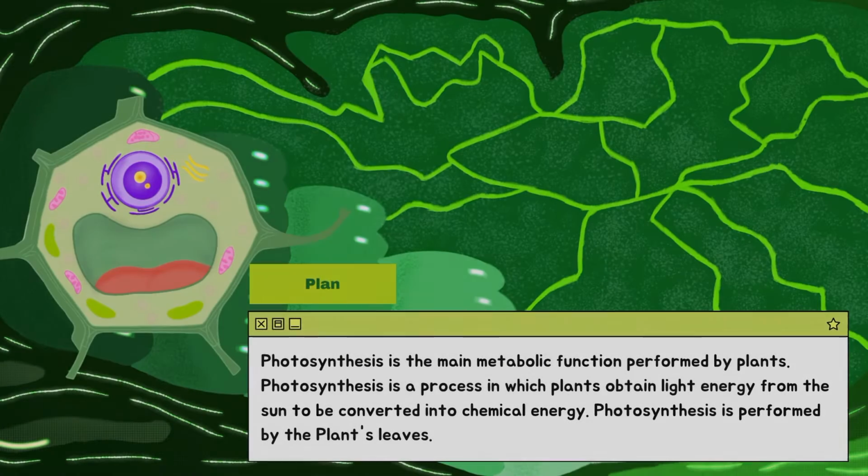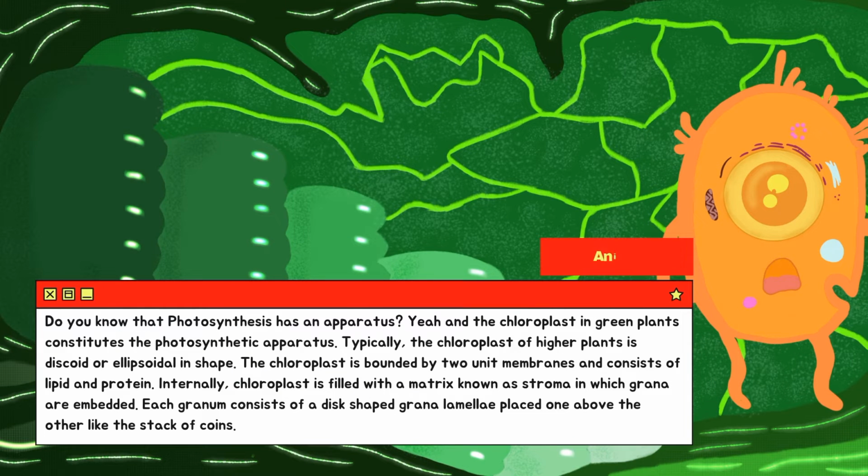Photosynthesis is the main metabolic function performed by the plants. Photosynthesis is a process in which plants obtain light energy from the sun to be converted into chemical energy. Photosynthesis is performed by the plant's leaves. Do you know that photosynthesis has an apparatus? Yes, the chloroplasts in green plants constitute the photosynthetic apparatus.